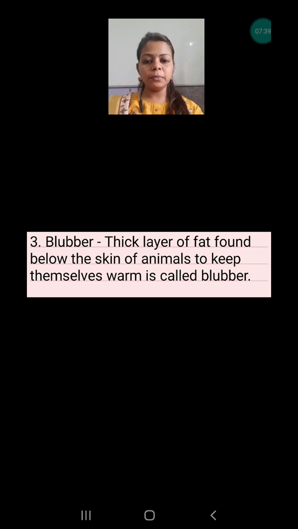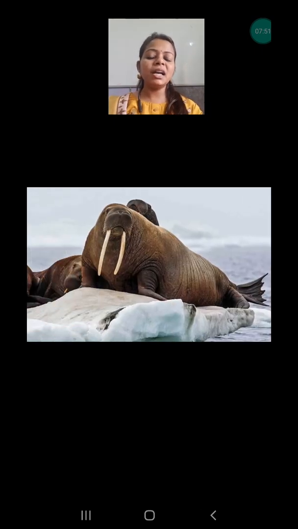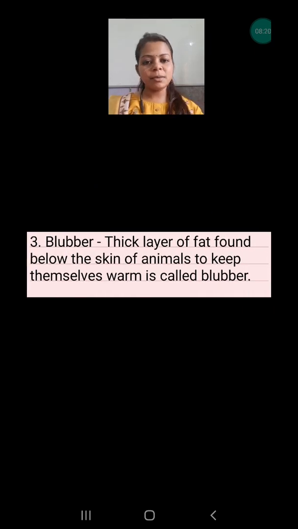Definition number 3 is blubber. Blubber is the thick layer of fat which is found below the skin of some animals, especially those living in cold places. Why? Because if they are living in very severe cold places, they have to keep their body warm, but they cannot wear a sweater like us. We are human beings, the most developed organisms in this world, so we can wear a sweater or a jacket, but these animals cannot. So nature has given them some properties so that they can keep their body warm. And what is that? That is blubber, a thick layer found just below the skin.